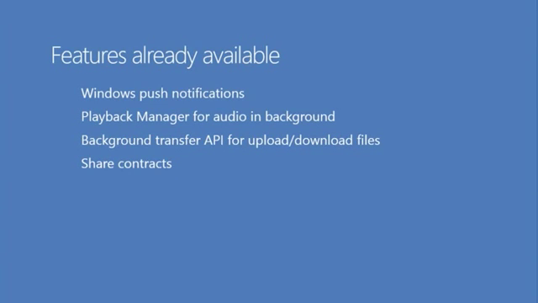Now, when we consider features that are already available, and we're going to tie into some of these throughout the day, background tasks can be used for Windows push notifications, for the playback manager for audio in the background, and also for transferring, uploading and downloading files, and for share contracts. Share contracts are probably easy to remember. Something can share to your app even if your app isn't running at that time. Again, this is a facility that's done in the background.